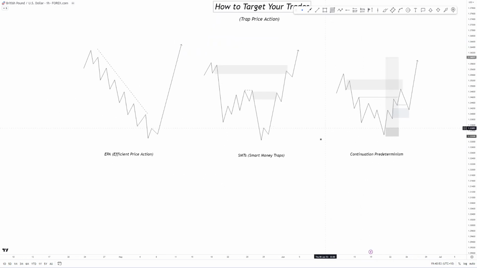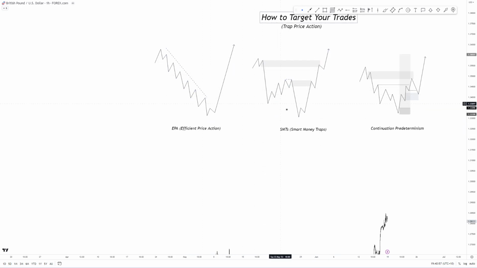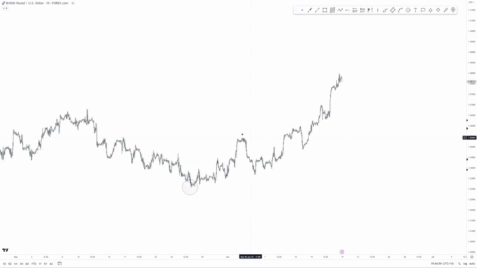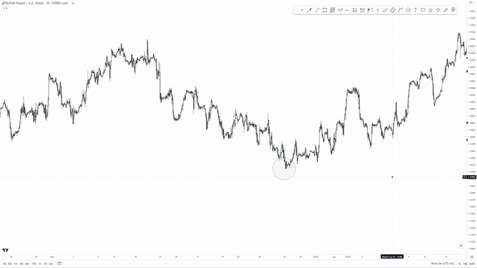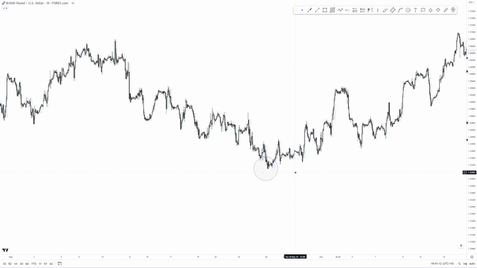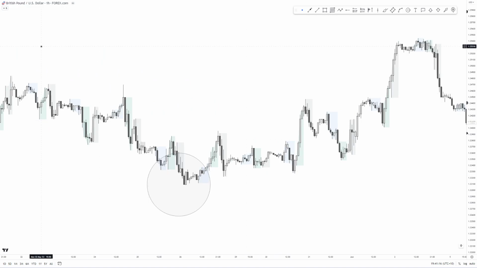Okay, let's look at some examples. We'll try and follow EPA and smart money traps. Basically, we're on the 1 hour. Let's look at this one first. So just have the mindset that we're in a trade here. We're already in a trade, and we're like, okay, where do I target? And you're not sure where to target. So we'll start from the bottom here. Let me turn off these sessions.